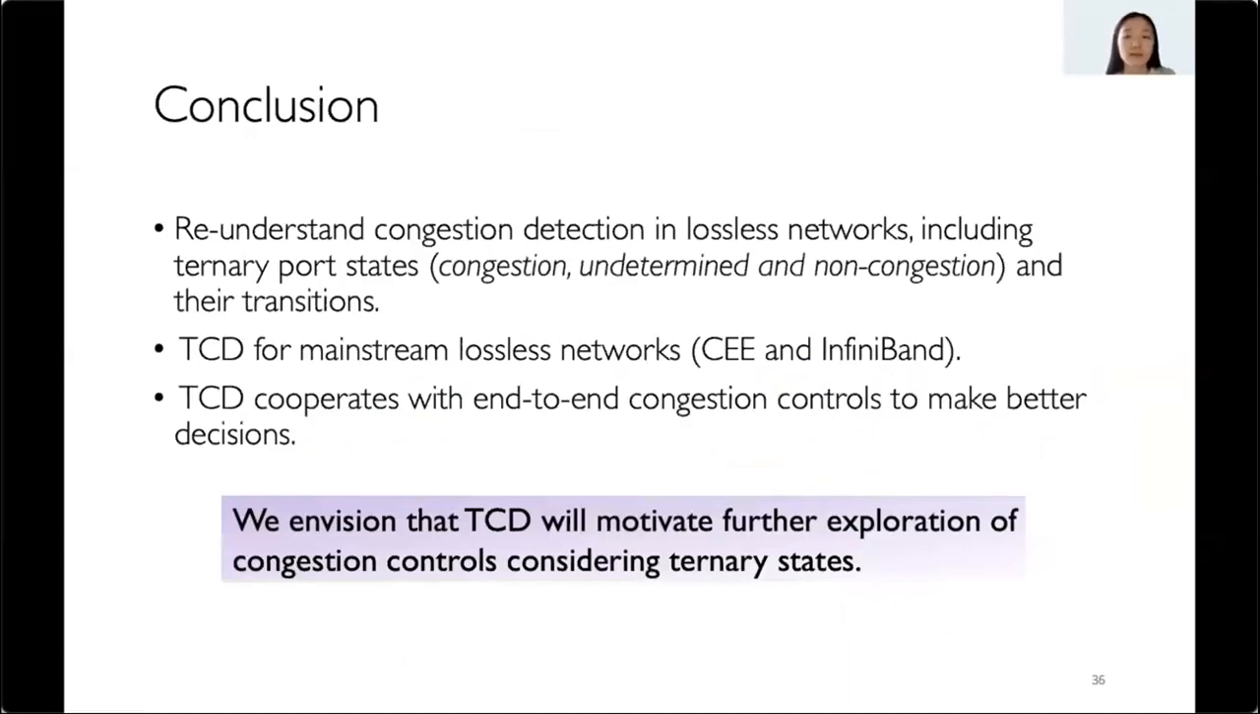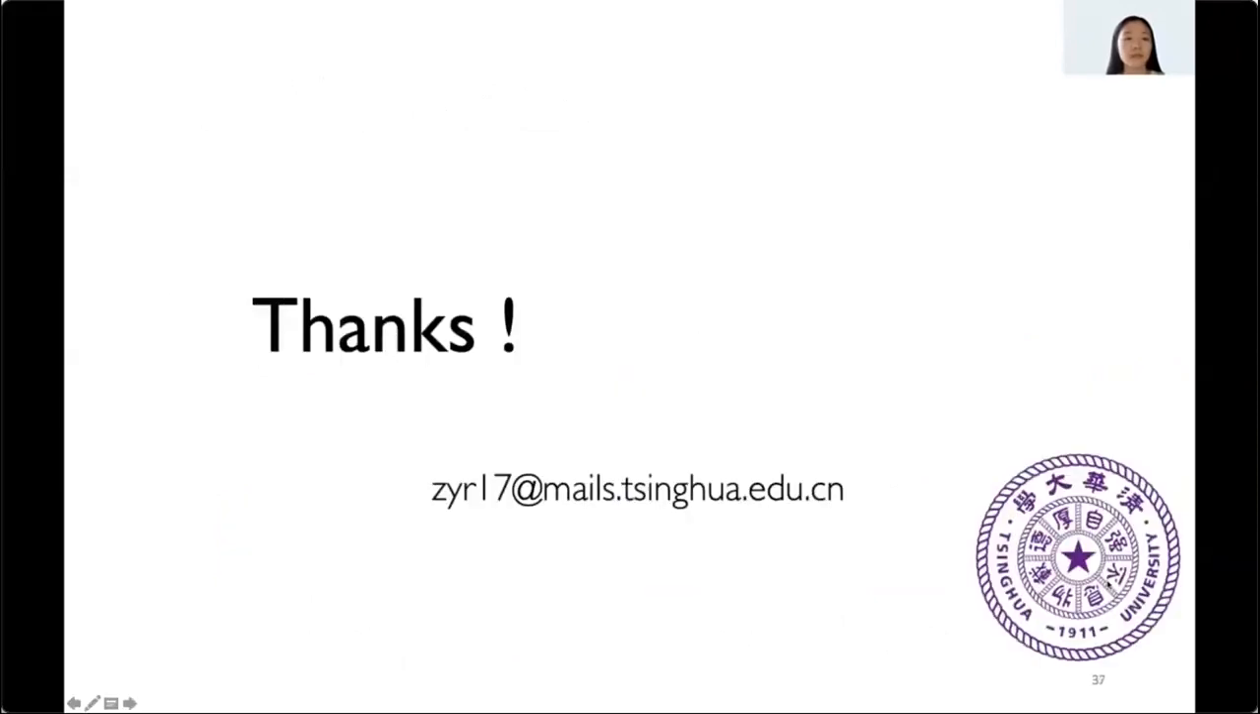To conclude, we understand congestion detection in lossless networks, including ternary part states and their transitions. We propose TCD for CE and InfiniBand. We also show how TCD cooperates with end-to-end congestion controls. We envision that TCD will motivate further exploration of congestion controls considering ternary states. Okay, that's all. Thank you.